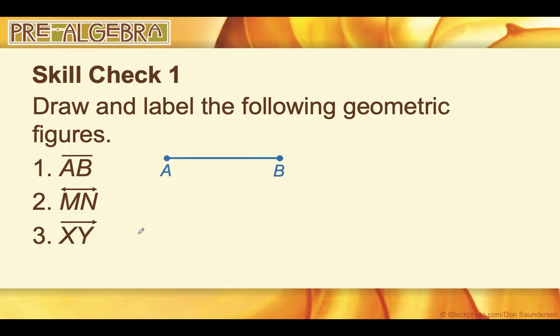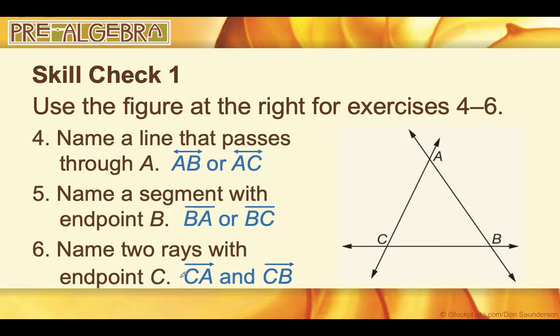For number 1, hopefully you drew a segment. We have 2 endpoints. A and B are the endpoints. Number 2, this is line MN. So I need to draw 2 points, M and N, but I am going to have 2 arrows on the end of my line because they're going to extend infinitely. And then lastly, I should have ray XY. If you wrote ray YX, that would have been incorrect because Y is not your endpoint. Hopefully you didn't make that mistake though.